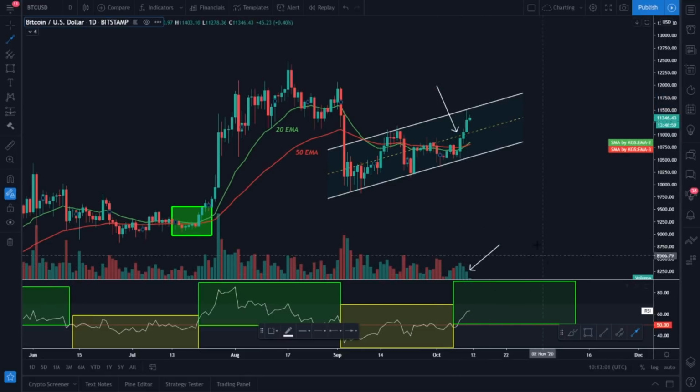So this is also one point to take into consideration, because right now you can see the rejection here after reaching the upper line area, and I'm actually expecting the price of Bitcoin to come back to retest this 11,100 or 11,000 price level, and then I will be looking for long opportunities, guys.